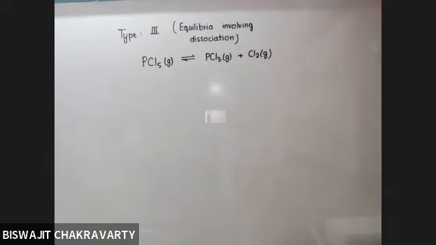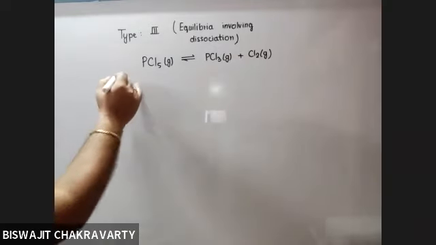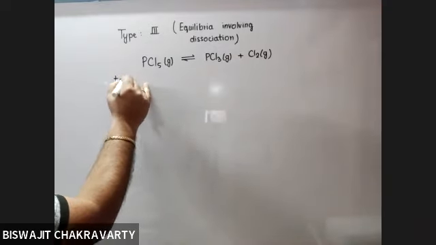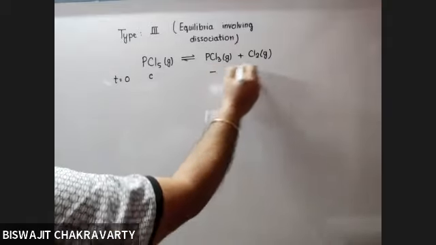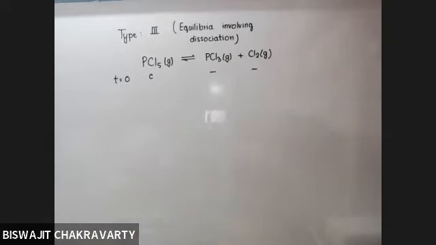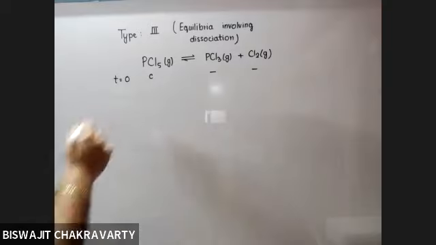So at T equal to 0, let us say the concentration of PCl5 is C. Yeah, directly concentration is taken. Otherwise if the reaction had number of moles, it would be moles. Here I have taken concentration. So initially there are no products, so we are going to put dash.